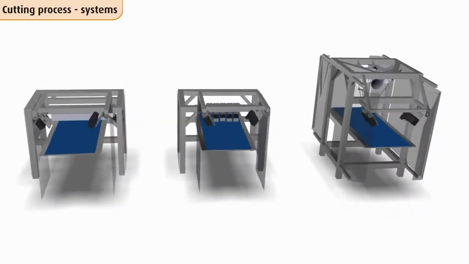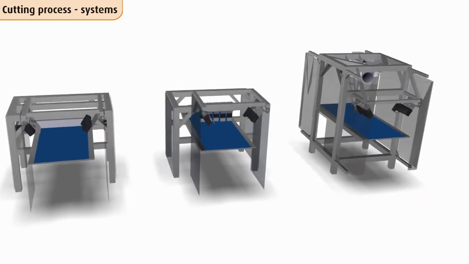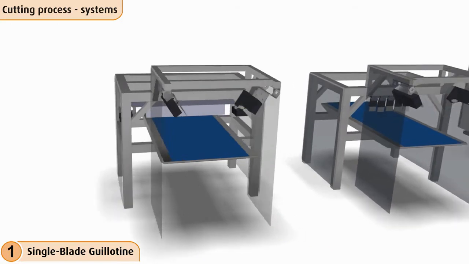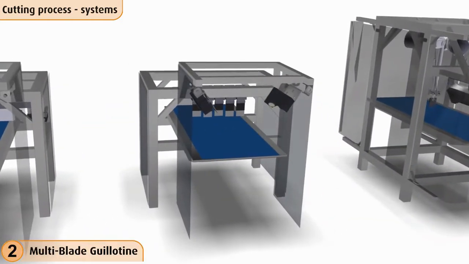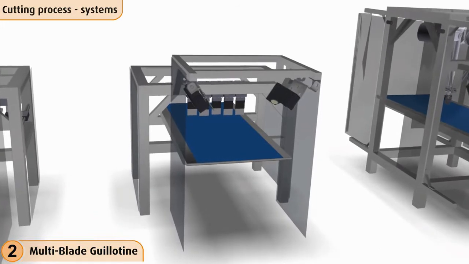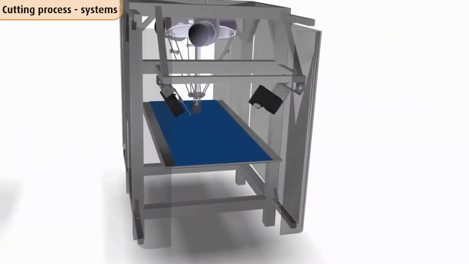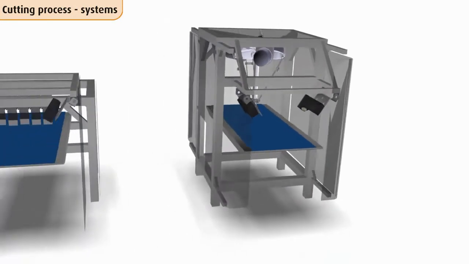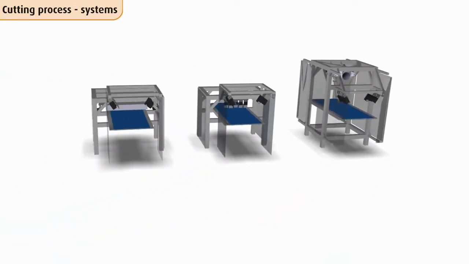Three different systems are available for cutting the dough strands. First, the conventional single-blade guillotine. Second, multi-blade guillotines with individually driven blades. The number of dough strands determines the number of blades. Third, the high-performance delta cutting robot, which is able to cut the dough strands but also carry out decorative cuts.